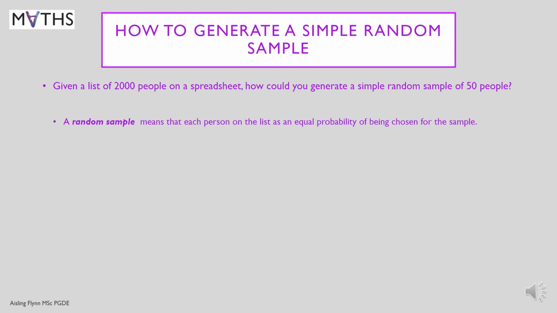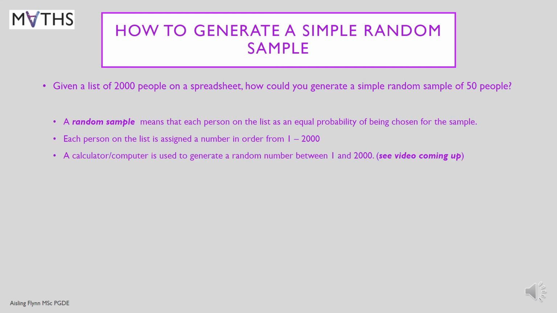Okay, a random sample means that each person on the list has an equal probability of being chosen for the sample. Each person on the list could be assigned a number in order from 1 to 2,000. So you could give them each a number down the list, and then a calculator or computer can be used to generate a random number between 1 and 2,000. Okay, there's a video coming up to show you how to do that.